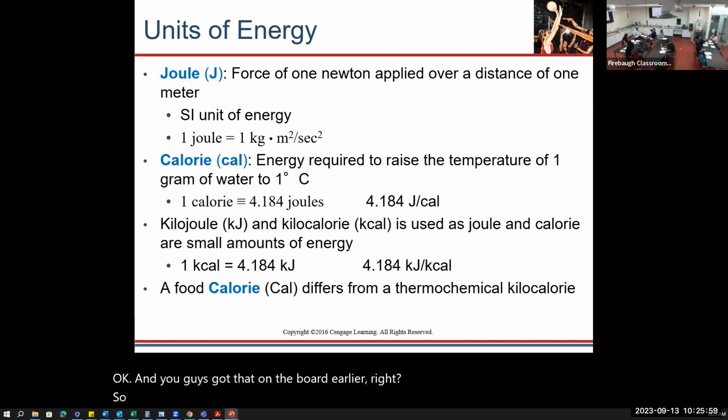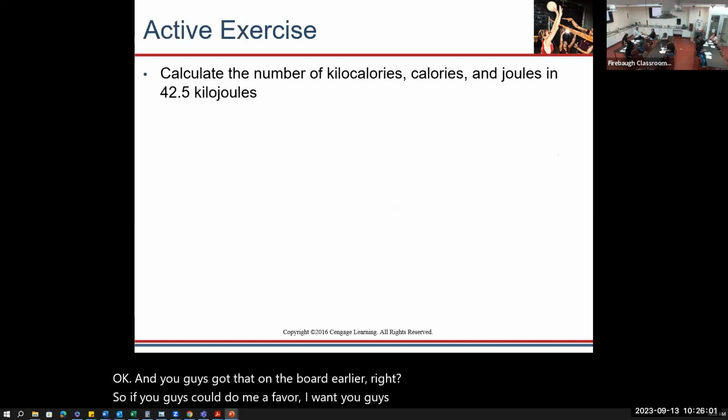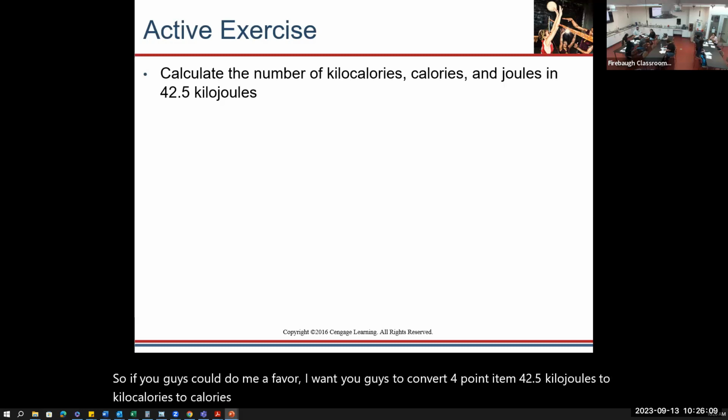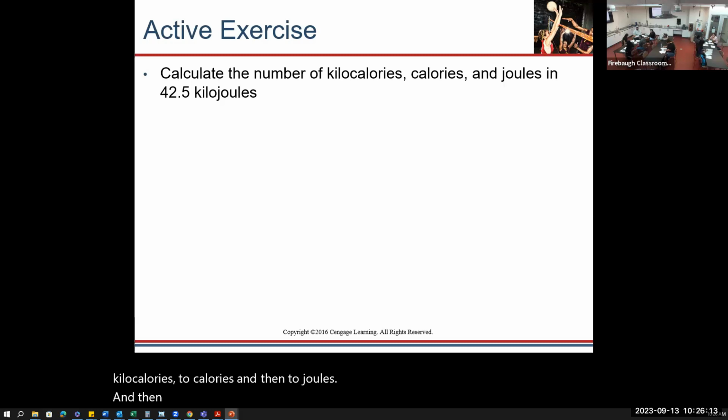So if you guys could do me a favor, I want you to convert 42.5 kilojoules to kilocalories, to calories, and then to joules. And then for kicks and giggles, also convert it to a food calorie.